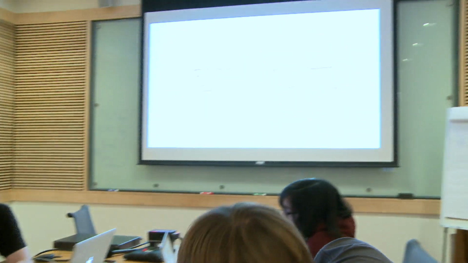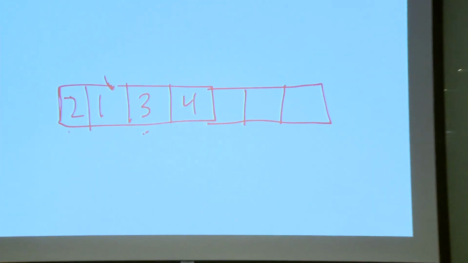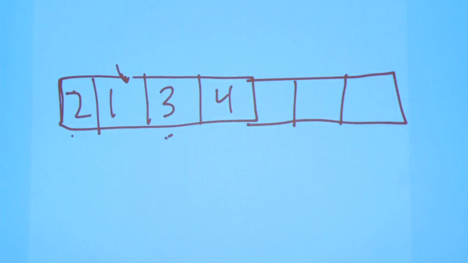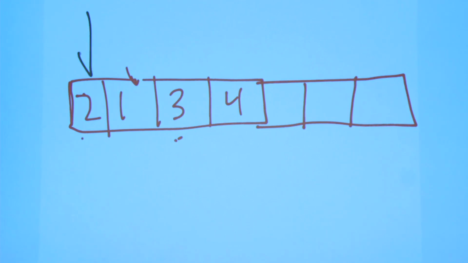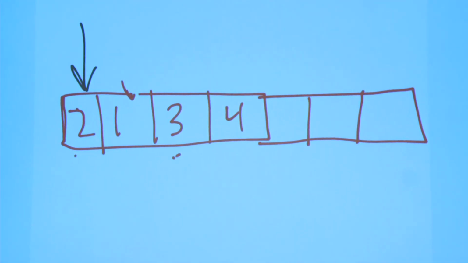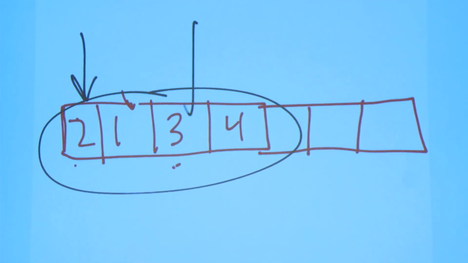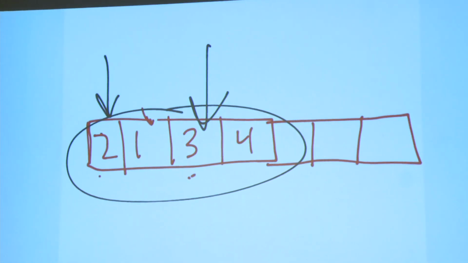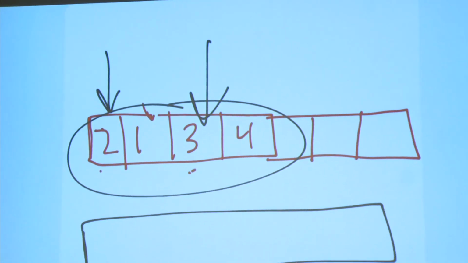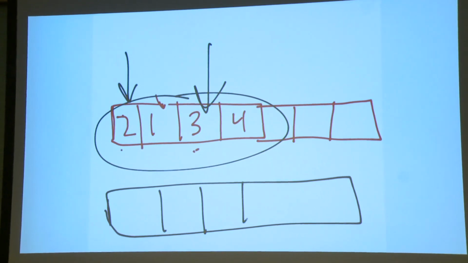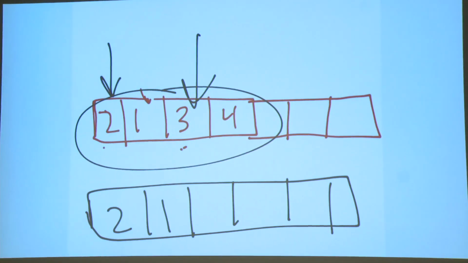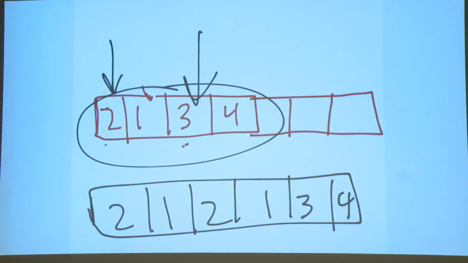You can think of the problem like this. Let's say I want to copy these 4 to over here. In the end, what the array should look like after the copy is 2, 1, 2, 1, 3, 4, and then some stuff at the end.